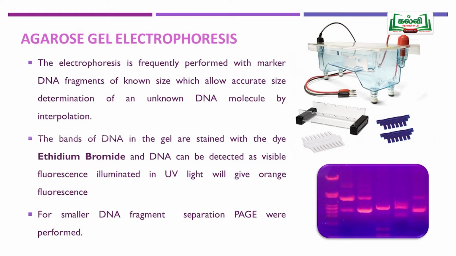What do we mean by electrophoresis? In electrophoresis, the migration of charged particles takes place from positive to negative or negative to positive. If we take a DNA fragment, DNA is a negatively charged molecule. So the negatively charged DNA molecule will migrate from negative to positive. In agarose gel, the migration of the DNA molecule takes place based on the molecular size of the DNA.